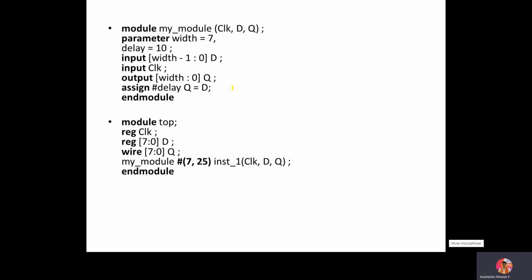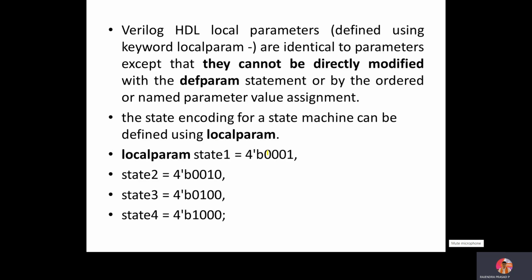One more example here is your module. My module, parameter width is 7, delay is 10, input [width minus 1:0] d, input clock, output q equal to delay. So your parameter value width, you are going to select as 7, and that value will be used here. Similarly, for the module top, you are declaring a register value, a wire value, and you are instantiating my module with 7 and 25. It is displayed with this value.